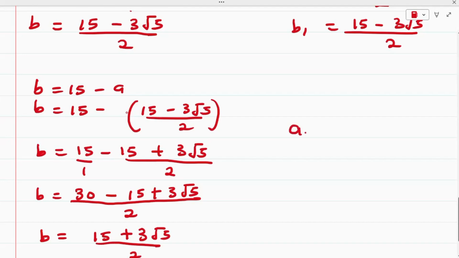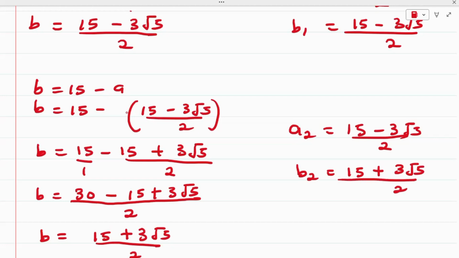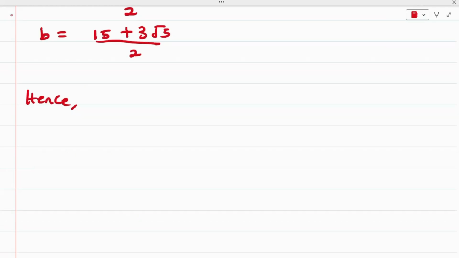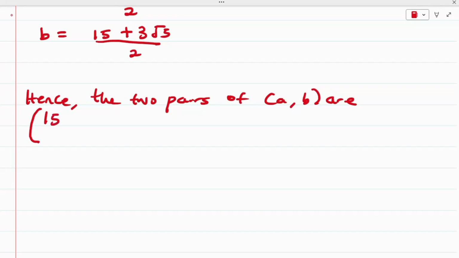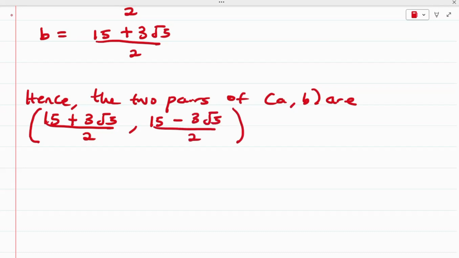So from here, we know that a2 is equal to 15 minus 3, the square root of 5 over 2, and hence b2 is giving us 15 plus 3, the square root of 5 over 2. So this becomes the values of a and b. Hence, the two pairs of a and b are given as follows. The first pair is giving us 15 plus 3, the square root of 5 over 2, and 15 minus 3, the square root of 5 over 2. And the second pair, we have it to be 15 minus 3, the square root of 5 over 2, and 15 plus 3, the square root of 5 over 2.